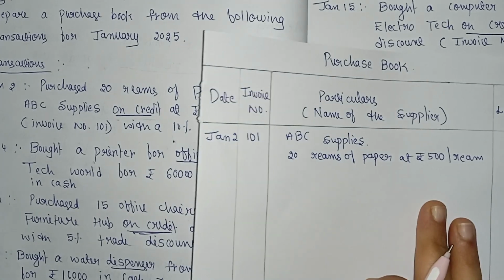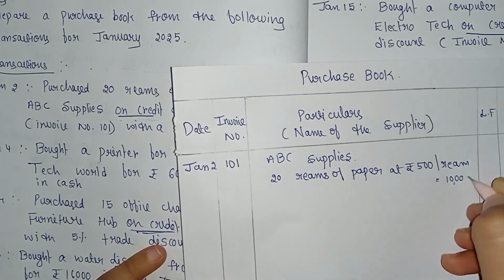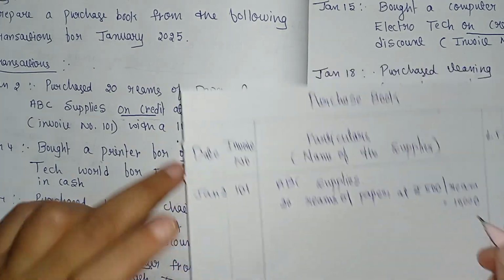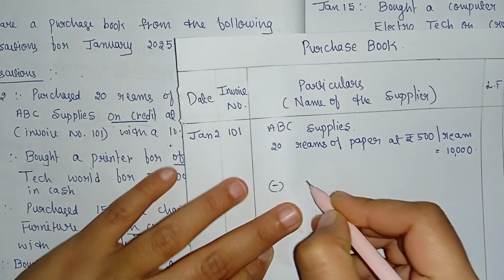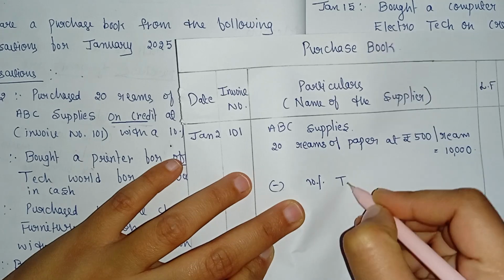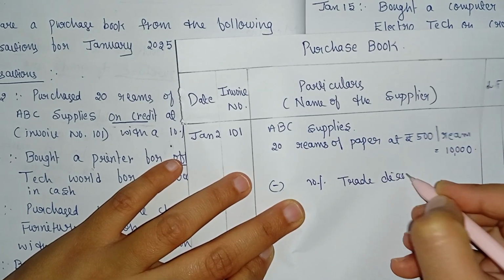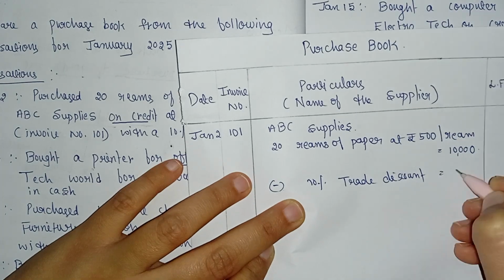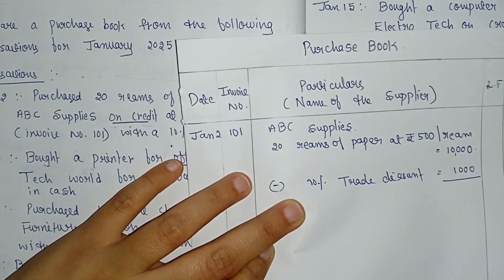That is 500 into 20, how much? That is rupees 10,000. Next one, with a 10% trade discount. So less 10% trade discount, that is 10,000 into 10%, that is rupees 1,000. So our total amount is rupees 9,000.